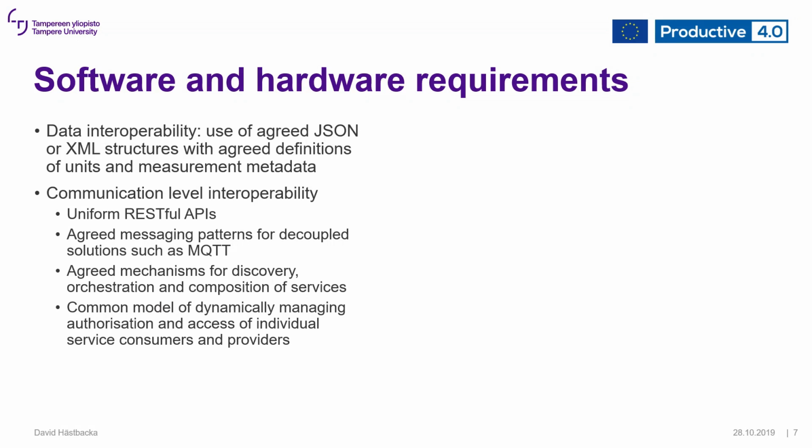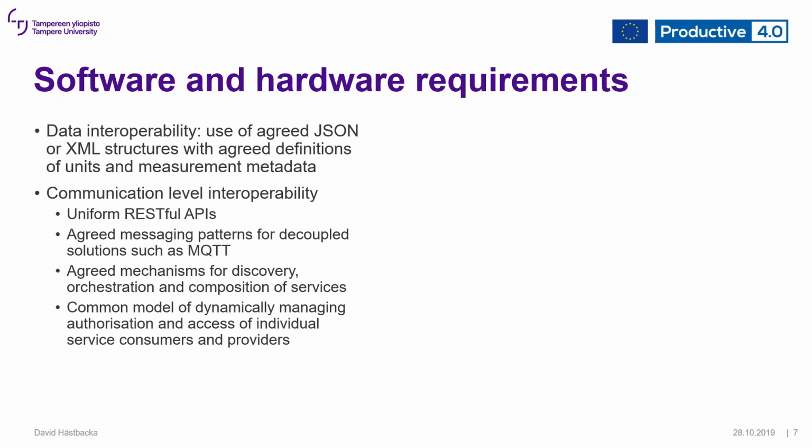We try to limit the amount of different APIs and have them as uniform as possible. Agree messaging patterns, exchange patterns for decoupled solutions, because it's not always feasible to use these typical request-response communications, but we have decoupled systems that just push information somewhere, for example, to a message bus, and so on.